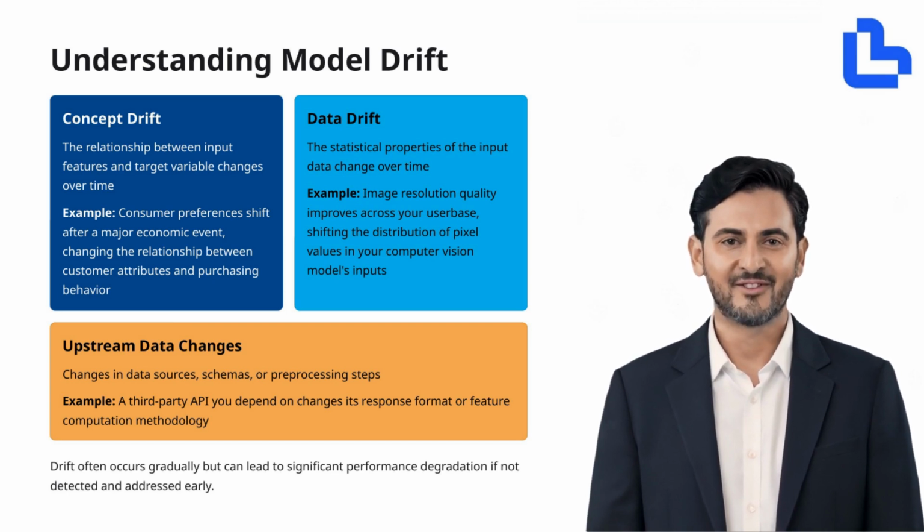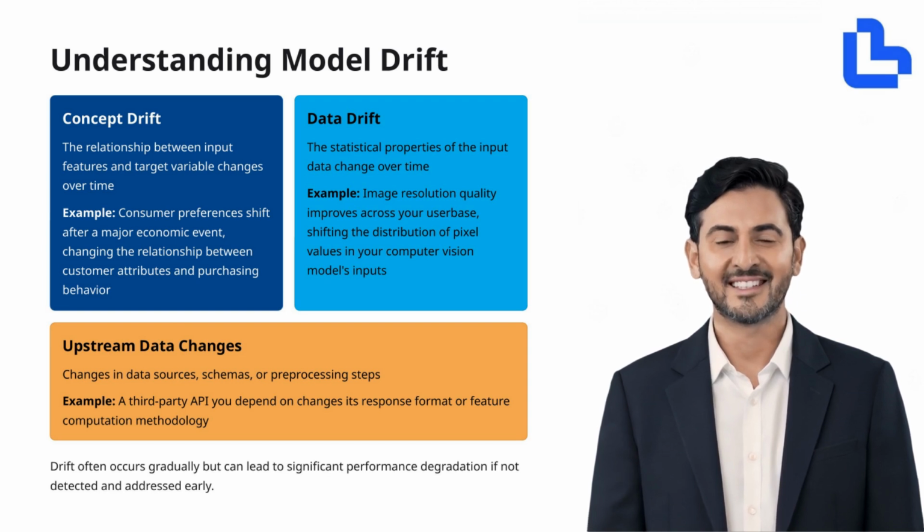Next is data drift, which refers to changes in the statistical properties of the input data itself. A good example is a computer vision model trained on low-resolution images. If your user base starts uploading higher quality images, the pixel distributions shift, and the model may struggle to interpret the new inputs correctly. Finally, we have upstream data changes.